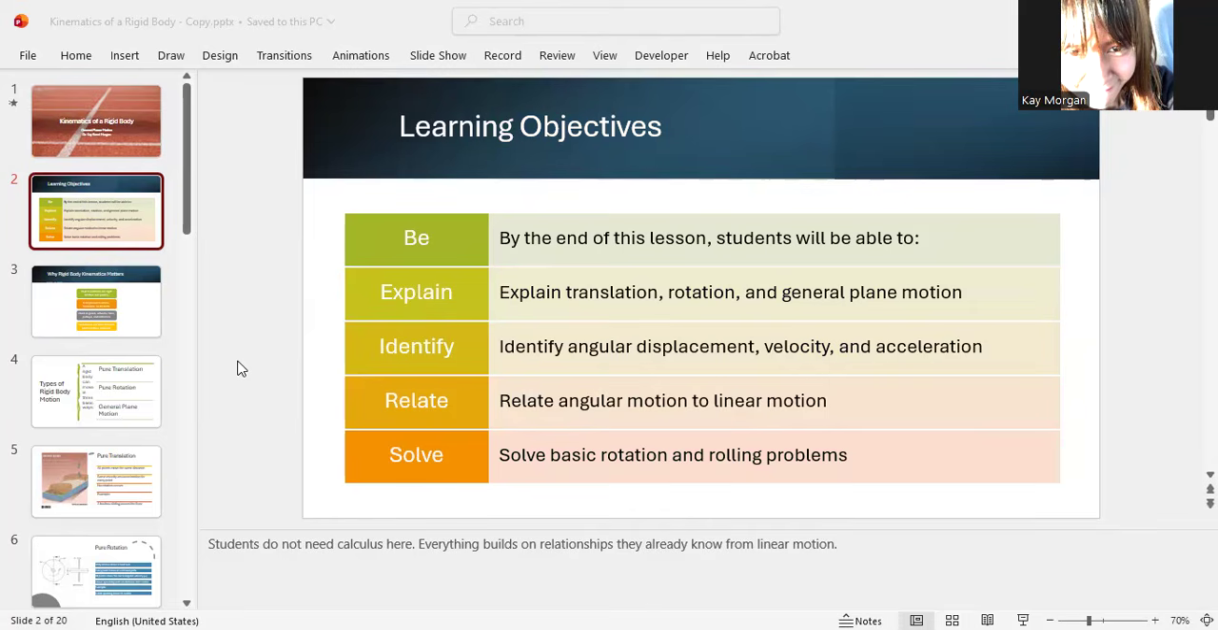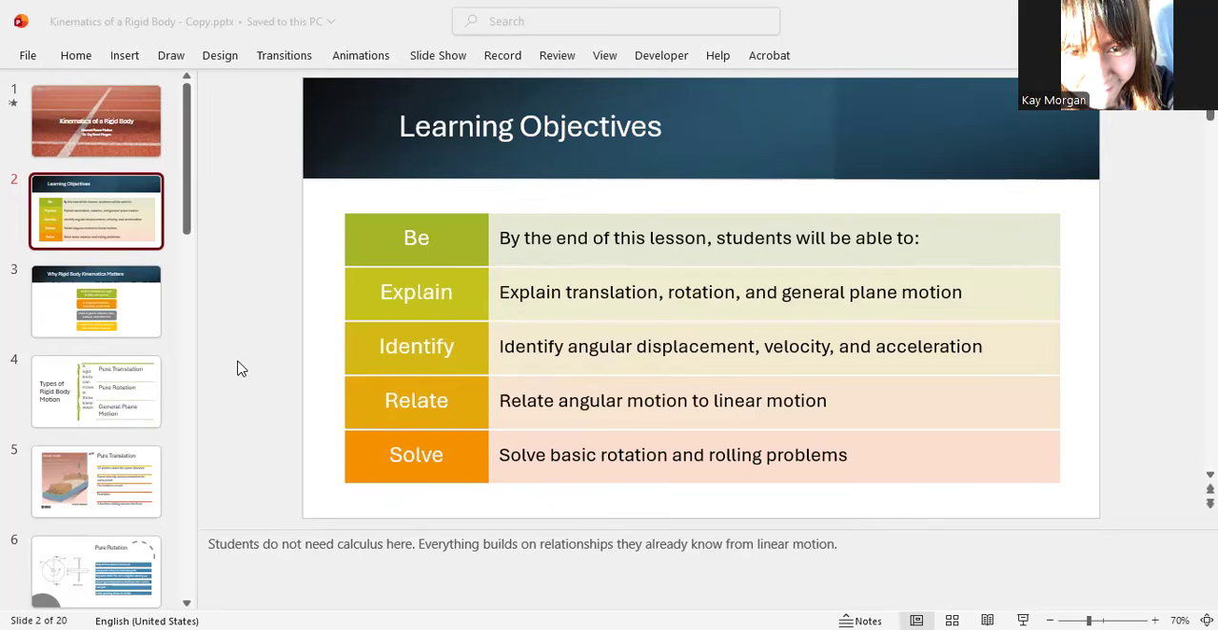All right, we will go into the learning objectives because we need to write this down. Before we get into the details, we're going to look at the big picture of what we're going to study. First, you should be able to explain the difference between translation, rotation, and general planar motion. It means you can look at an object and describe how it's moving without thinking about what caused it.